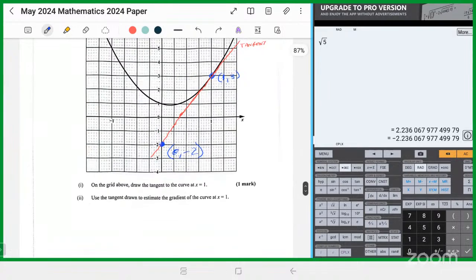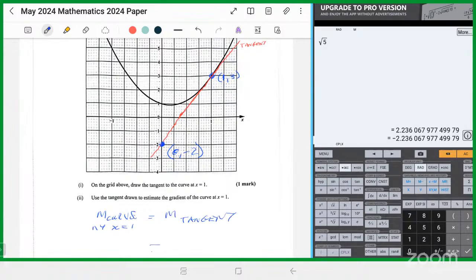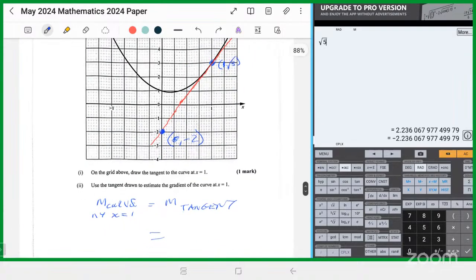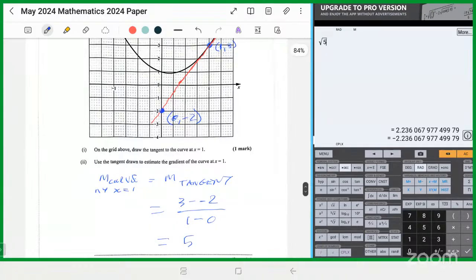Alright, so the gradient of the curve at x equals 1 is equal to the gradient of the tangent. That same tangent now has a gradient between these 2 points. Same way, difference in y by difference in x. So it will be 3 minus -2, divided by 1 minus 0. That works out to be 5. So the gradient here, based on this sketch, will be 5.